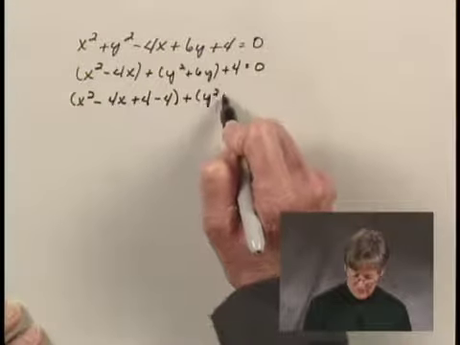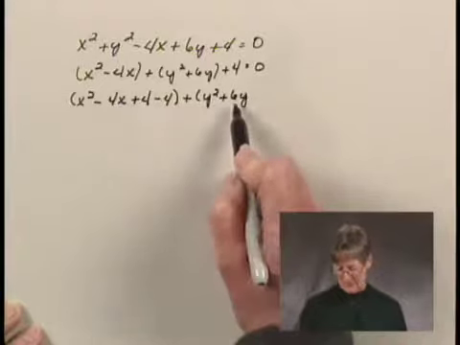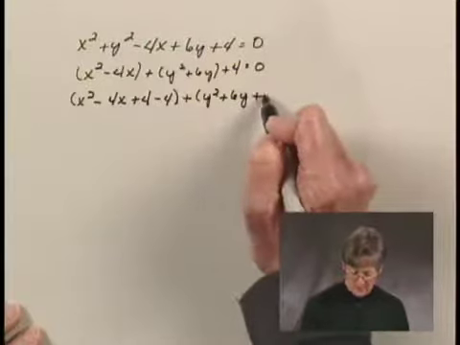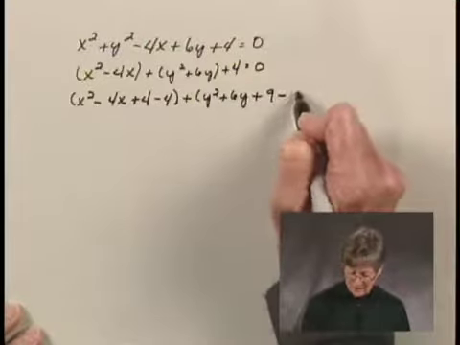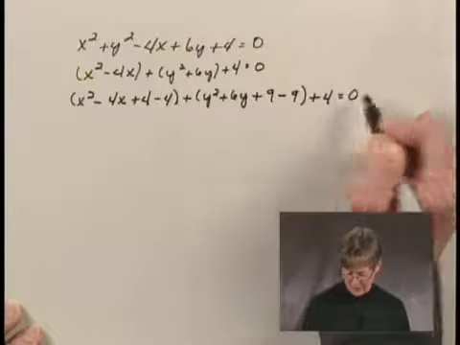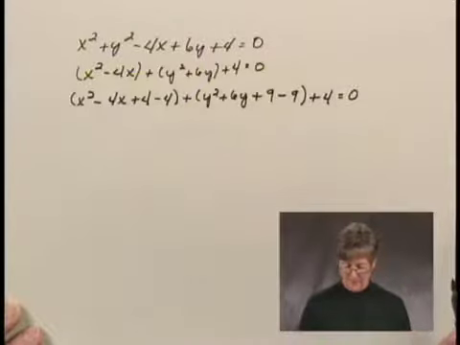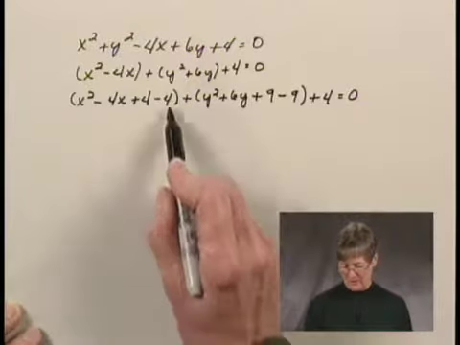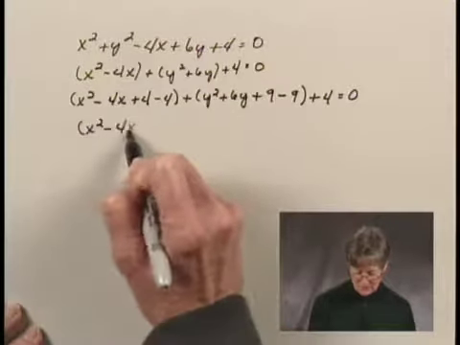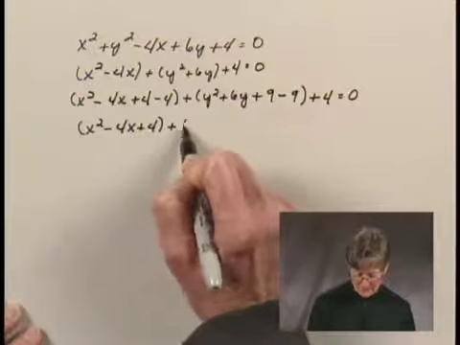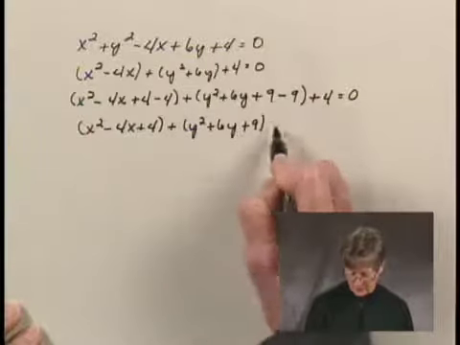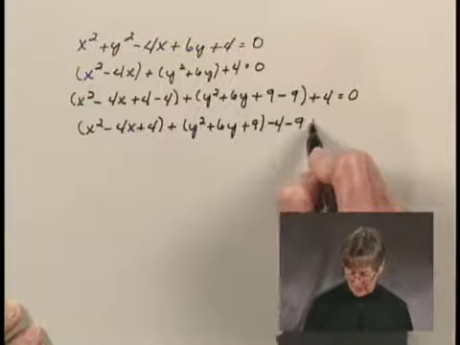The terms that involve y, when we complete the square, again I will add the square of half of the coefficient of y. Half of 6 is 3, and when we square it we get 9, so we'll add 9. And we'll also subtract 9 so that we've really added 0. And then we have the plus 4 term, and that's equal to 0. Now I'm going to regroup this with the numbers that I've subtracted outside the parentheses. So I'm going to write this as x squared minus 4x plus 4 plus y squared plus 6y plus 9, and then I'm going to subtract 4, subtract 9, and I have plus 4 here.